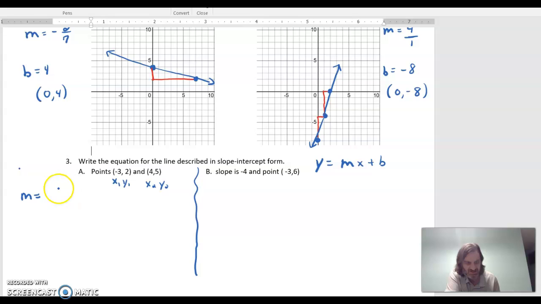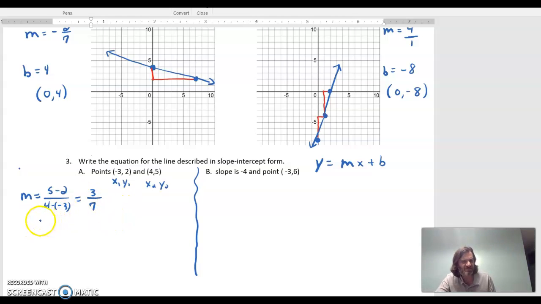M equals the change in y. That'll be 5 minus 2 on top. Change in x on bottom. 4 minus -3. So we'll have 5 minus 2, which is 3 on top. 4 minus -3 will be a positive 7 on the bottom. So our slope is 3/7.